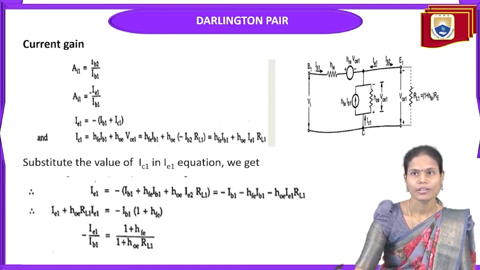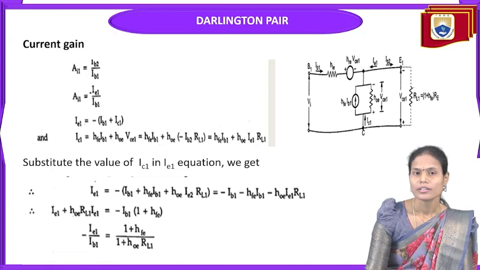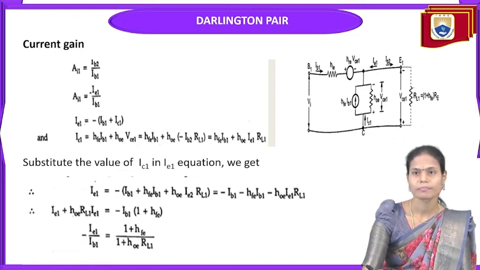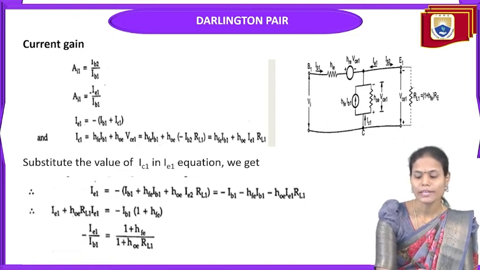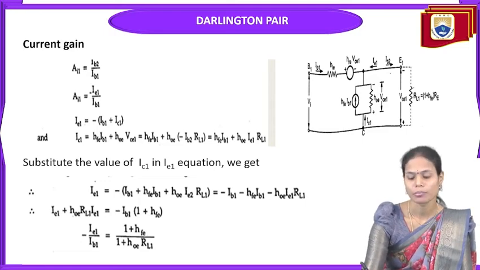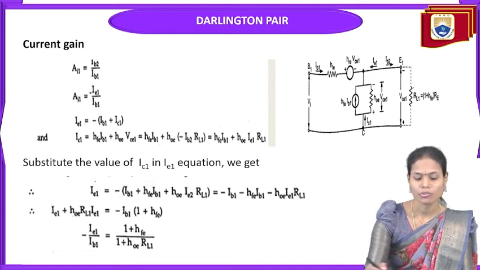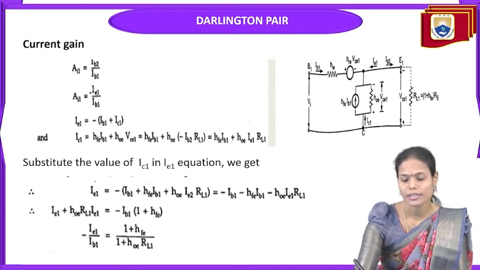So the current again after converting it into the CC configuration, again, we need to find the parameters of the first stage. So the current gain here is IB2 by IB1. IB2 is the current which is flowing to the second stage base, and IB1 is the input current of the first stage. So AI1 equal to, here IB2 is nothing but IE1.